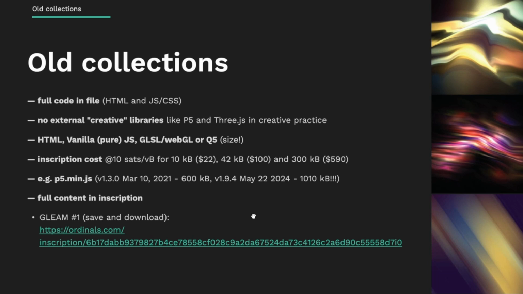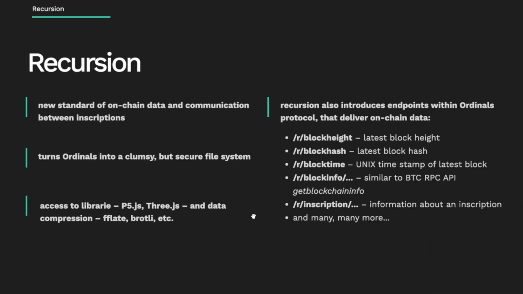This is basically how old collections were created. So every single collection, separate inscription, full inscription cost was paid every single time, either by the artist or by the collector, and no knowledge, no connection between inscriptions. Then recursion comes. It introduces a new standard of on-chain communication between inscriptions. This means inscriptions can communicate, can talk to each other.